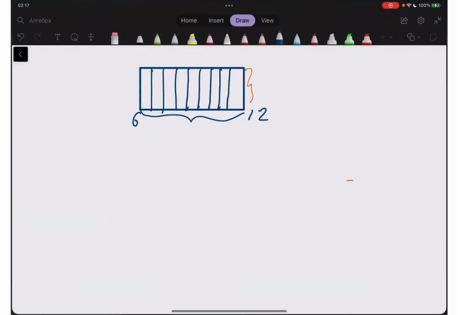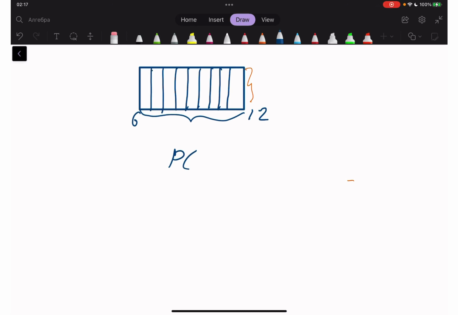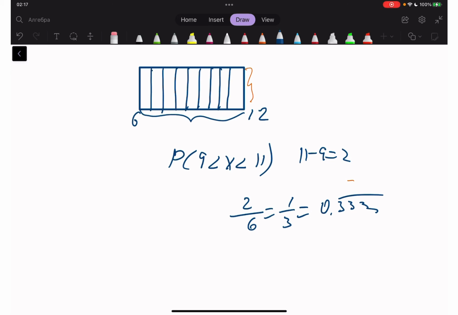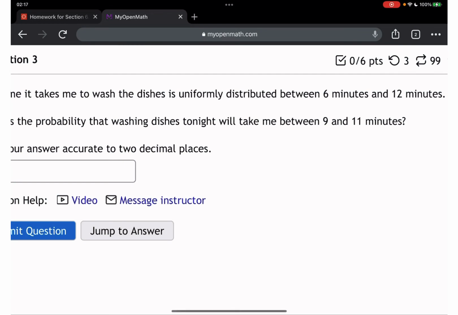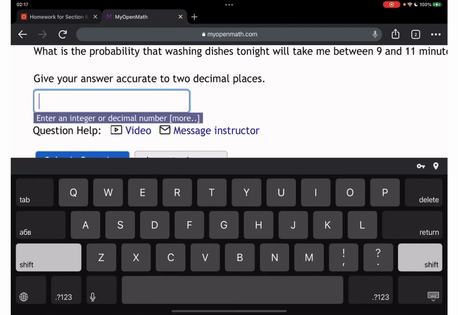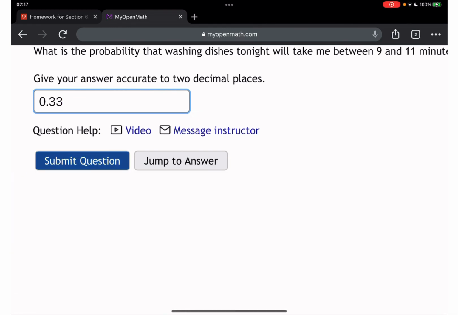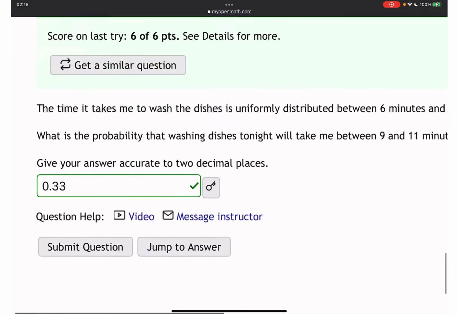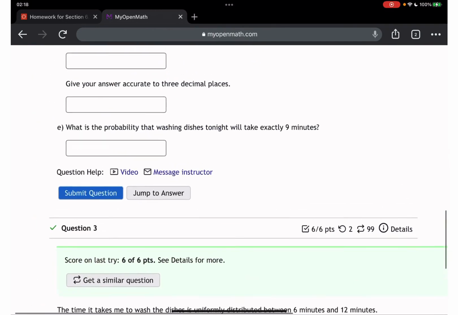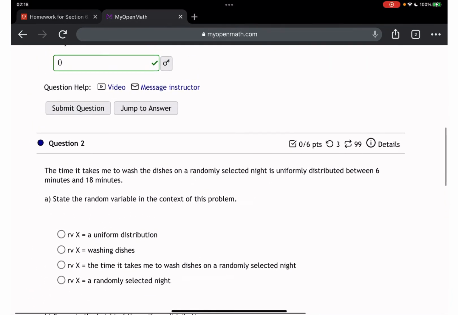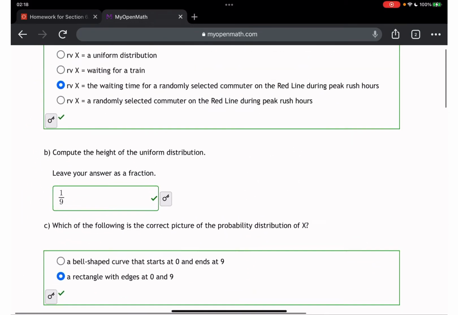Between 9 and 11, let's do it. So it's going to be 2, 11 minus 9, and 2 we divide by the length between 6 and 12, which is 6. So it's going to be 1/3, which is 0.33333. Let's put it here, up to 2 decimals is fine. So 0.33333. All right. Submit the question. 6 out of 6, so we got it right. Okay, this is your 6.1 homework, and I'll move to record the next homework. Okie dokie.